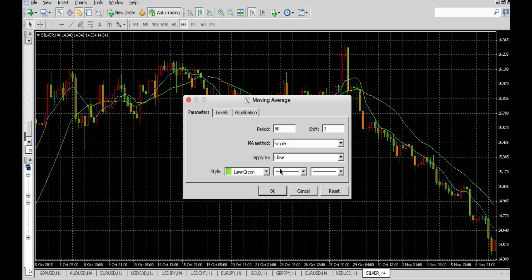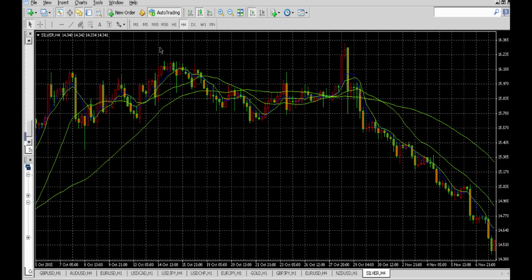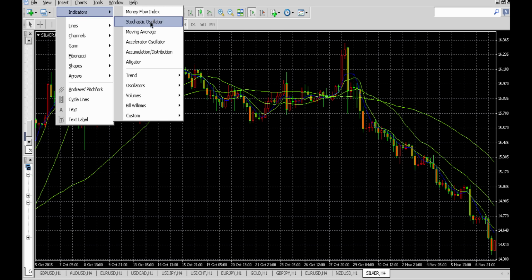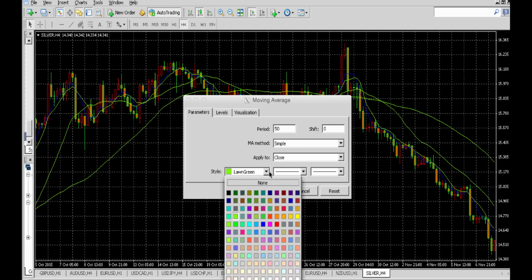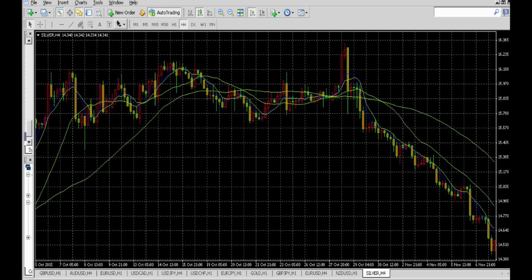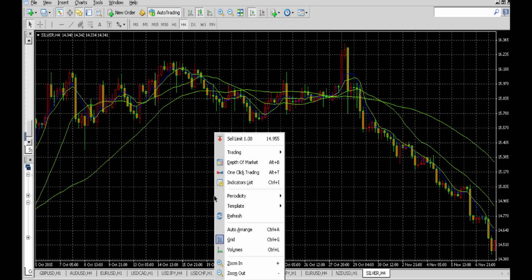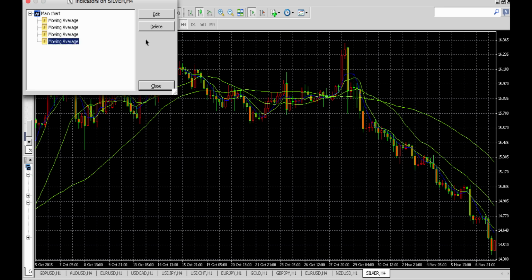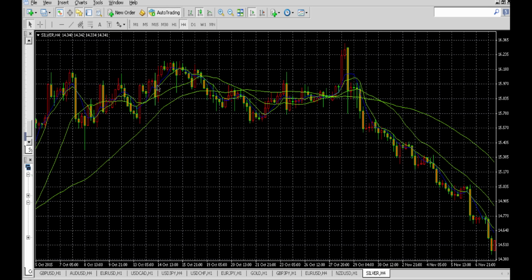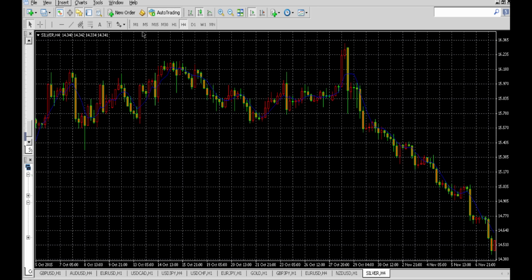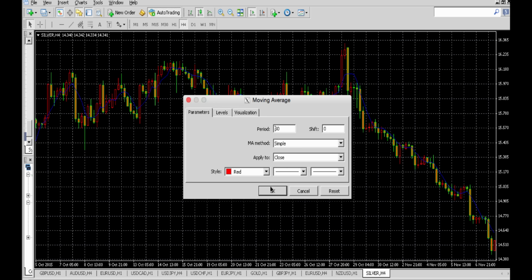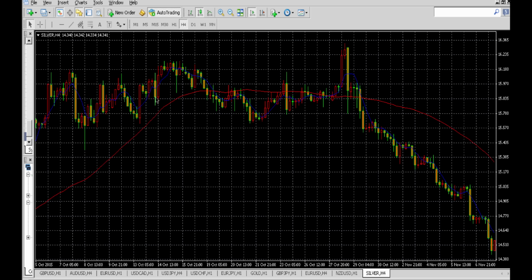you can use, there's no hard and fast rule here, a 50-day for a longer period. Let's use the 50-day as a red line. First, I think I have to delete this one. And let's insert a 50-day line, and let's use a red line for this. So we have a 5-day and we have a 50-day.